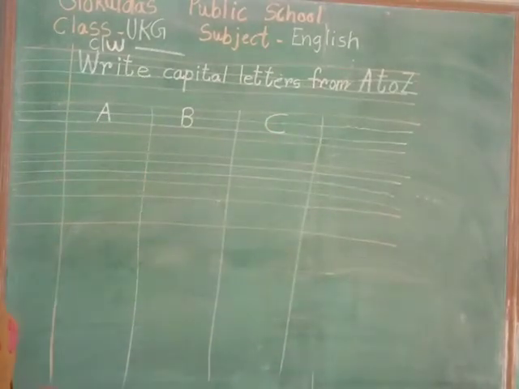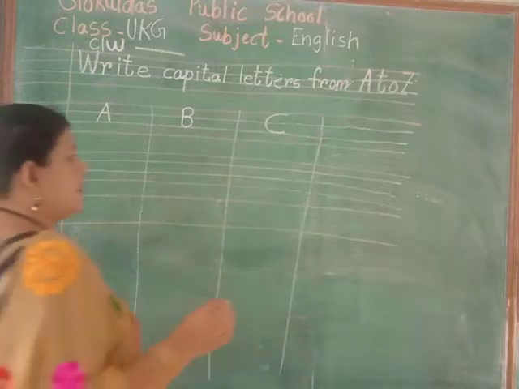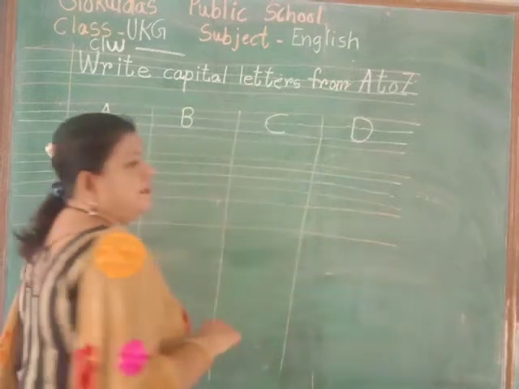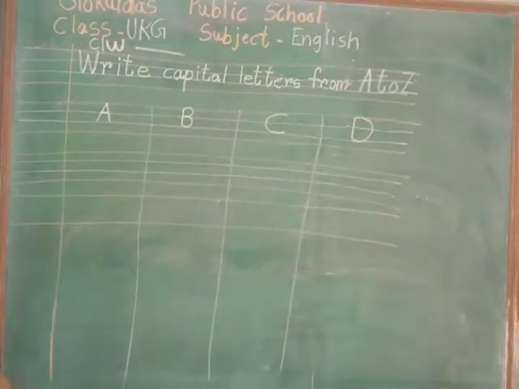Then, which letter will come after C? D. Very good. Right here, D. Say loudly. D. Write nicely. Hurry up. Say loudly. D. Harshali, you also write nicely. D. Done this? Your work is done. Now go to the next line.